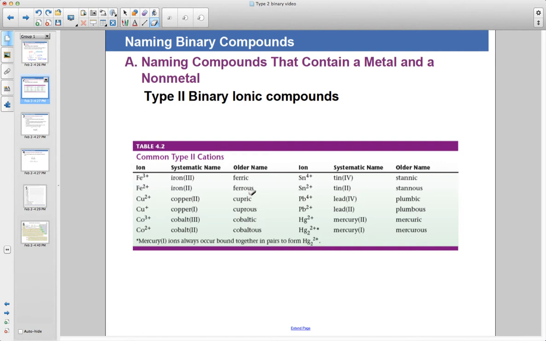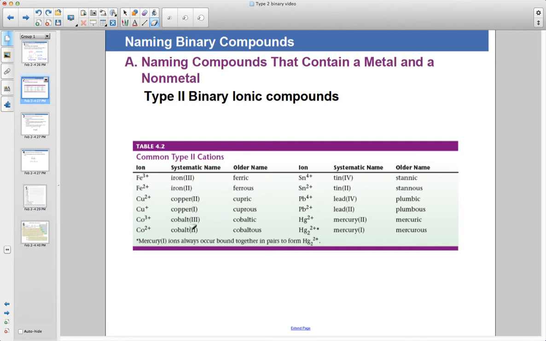Generally speaking, if you see an -ous, it's the lower oxidation state than if you see an -ic. Iron can form a 2+ or a 3+, so ferrous would go with the lower number, and ferric would go with the higher number of the two that they would form. Notice with copper, there's just a 1+ or a 2+, so cuprous goes with the lower oxidation state and cupric would go with the higher. Okay, cobaltous, I know it sounds kind of silly, and then cobaltic. But those are the older names. This is what we use today.